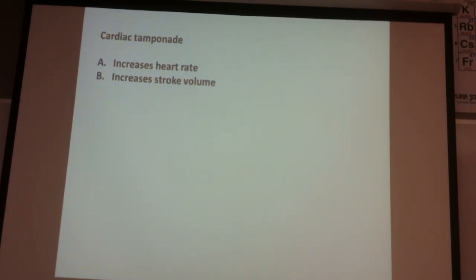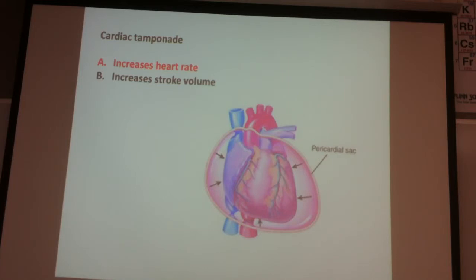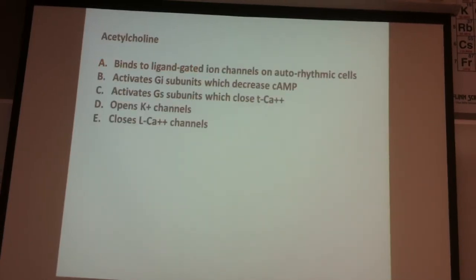You guys remember what cardiac tamponade is? Heartbeat over 100. Extra fluid in the pericardial cavity. So is that going to increase or decrease stroke volume? Decrease stroke volume and therefore increase heart rate. The heart can't fill as much, so it has to beat faster. And every time it beats and contracts, more fluid fills the space that it has.